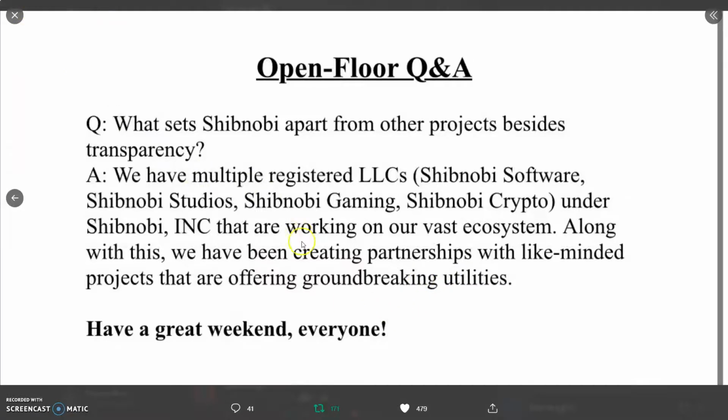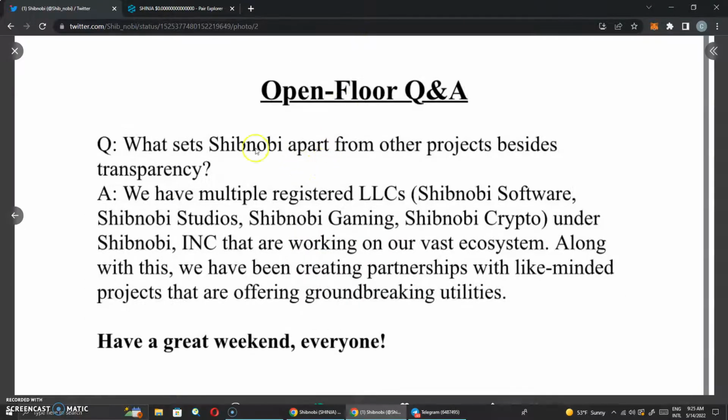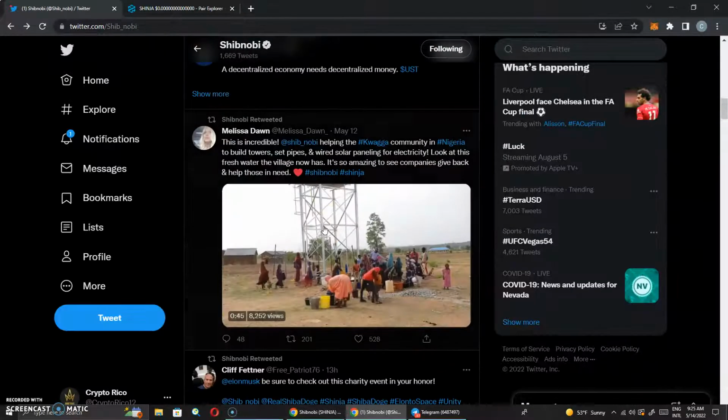And here goes the question, you know, what separates Shinobi? This is a good time for you guys to go ahead and answer that down below. Maybe some utilities that you guys are pumped up about that you guys like. And let me know down in the comments what makes you pumped up about Shinobi.